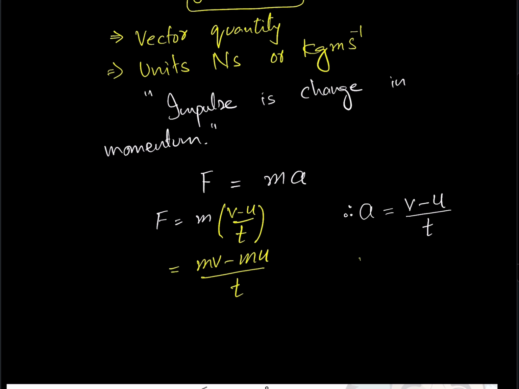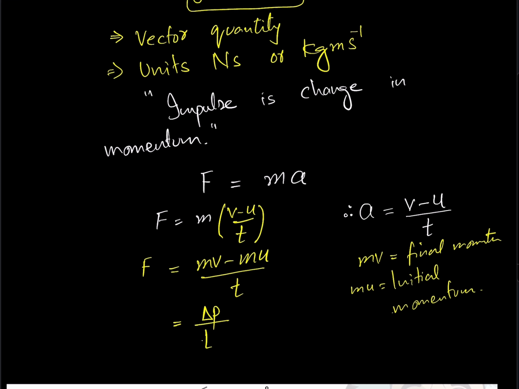So what is mv? mv is the final momentum, as we know momentum is the product of mass and velocity. mu is the initial momentum. When we find the difference of final and initial momentum, we get the change in momentum, so mv minus mu can be written as delta p. That delta p, the change in momentum, divided by time is the relation for force. So force can be defined as the rate of change of momentum.